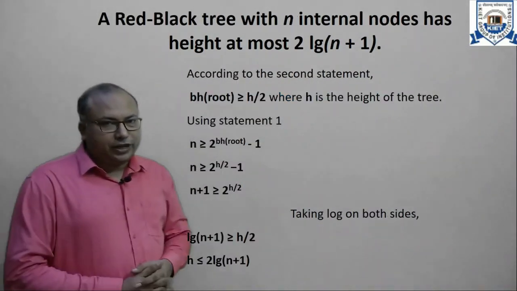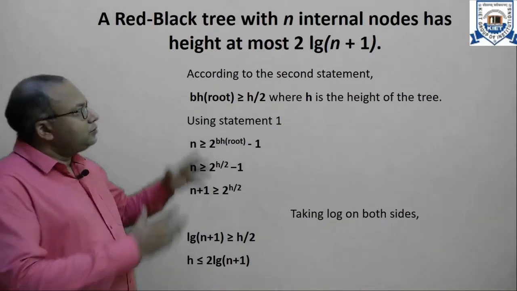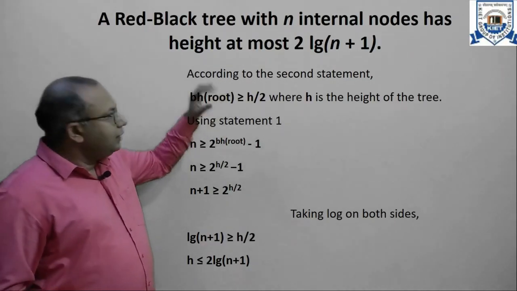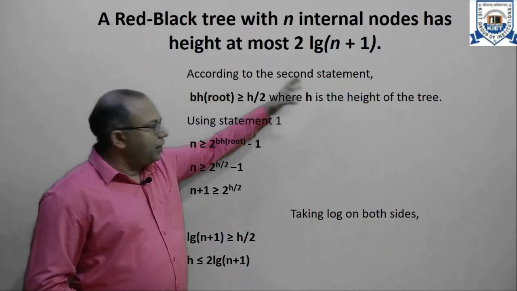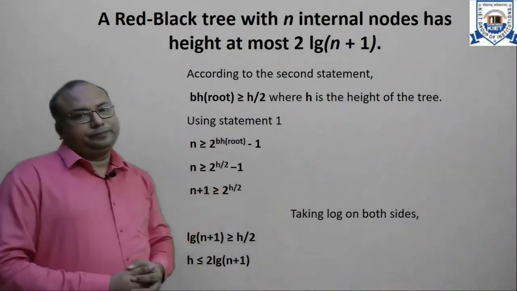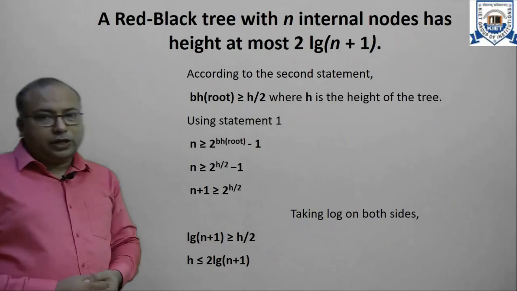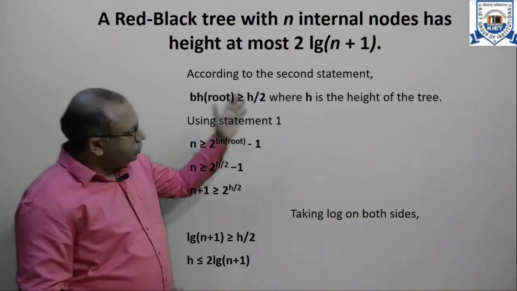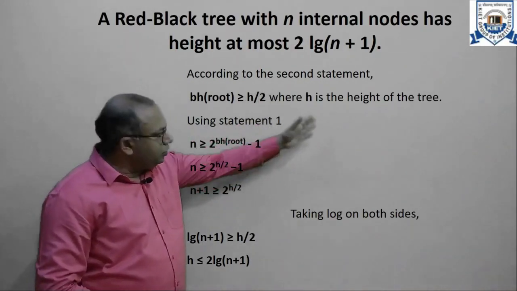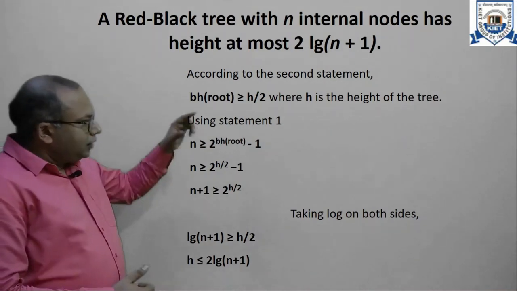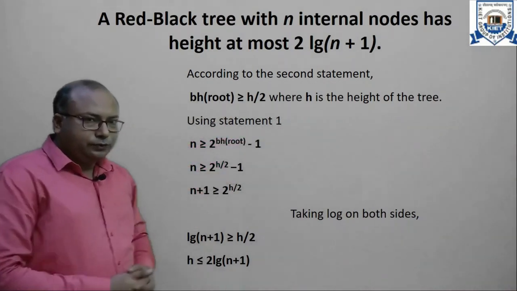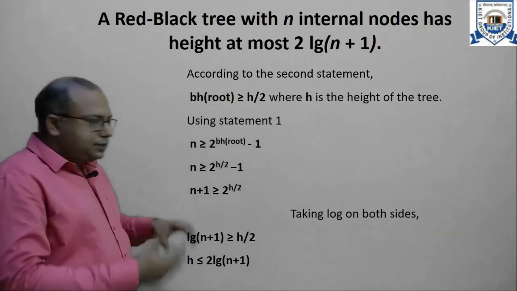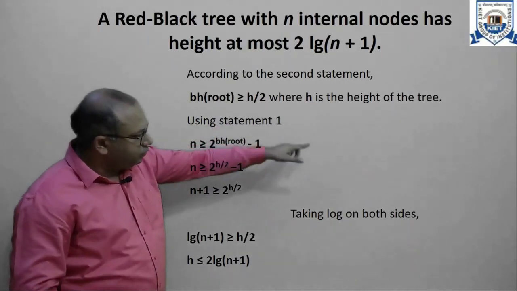As both statements are proved, now we can say that for the root itself, the black height of the root is greater than or equal to h by 2, where h is the height of the tree. And for n internal nodes, what can we write? As per statement 1, n is greater than or equal to 2 to the power black height of root minus 1. And the black height of root can be replaced by h by 2 because the inequality sign is the same in both statements. So n is greater than or equal to 2 to the power h by 2 minus 1.